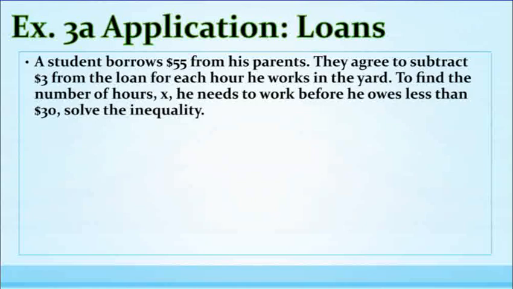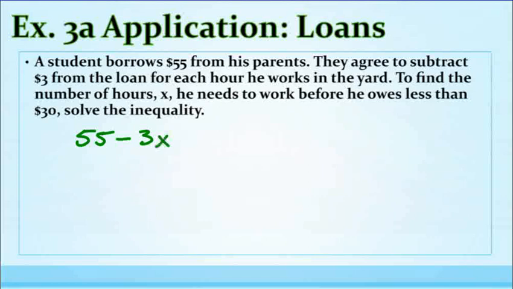And some word problems. A student borrows $55 from his parents. They agreed to subtract $3 from the loan for each hour he works in the yard. Find the number of hours, x, he needs to work before he owes less than $30. Solve the inequality. So our first step is to write the inequality. So he borrowed $55 from his parents. He has $55 that he has to pay back.